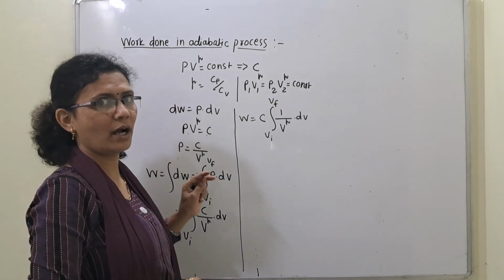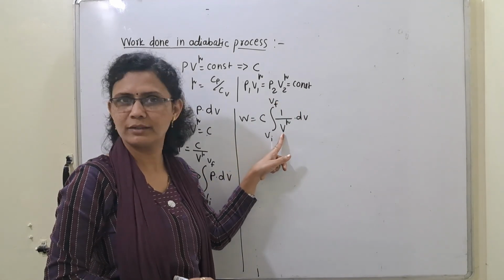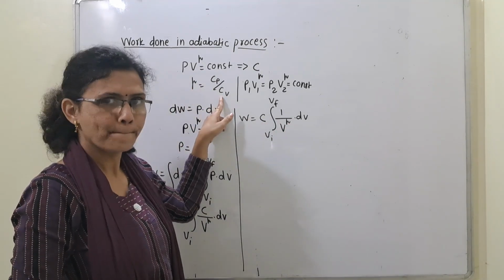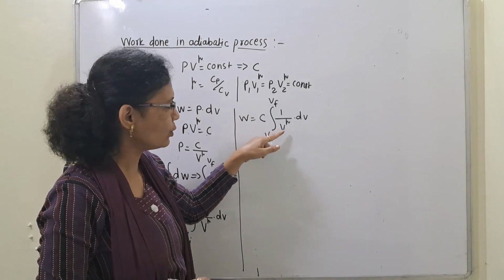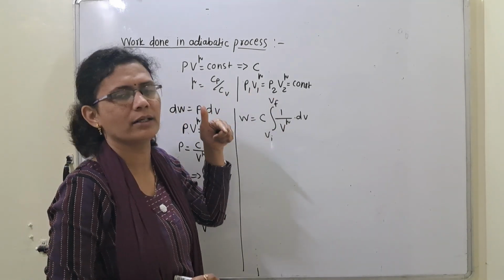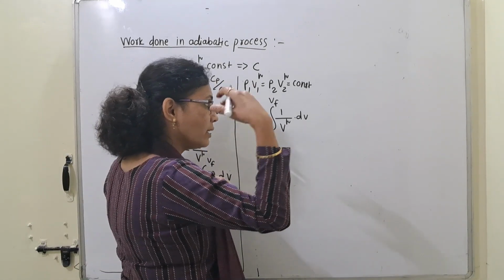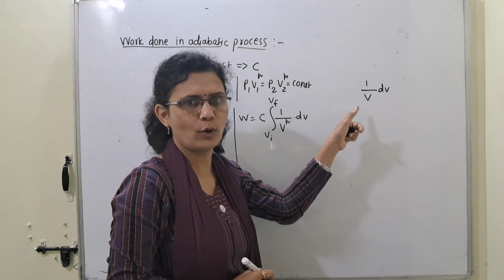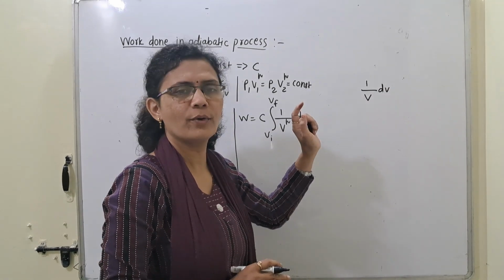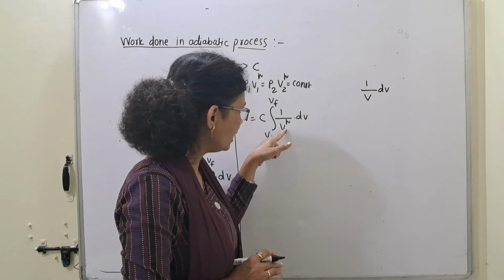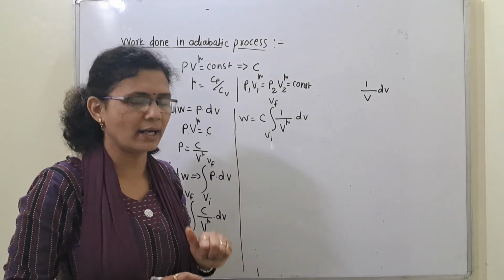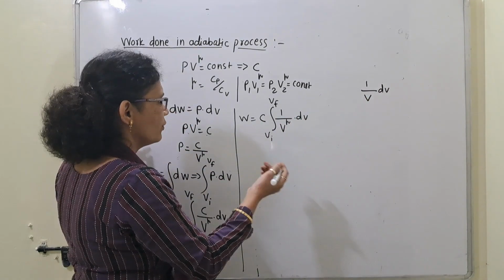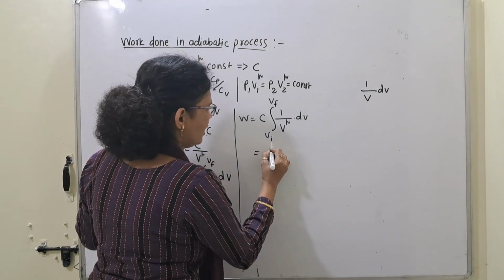So don't write now log of V raised to gamma. No, because gamma is Cp upon Cv here. So here we have to take this V raised to gamma to the numerator. In the isothermal process only 1 upon V dV was there, therefore it is like 1 upon x, and therefore log of V will be there. But here V raised to gamma is there. So we can't take the log of V integration here. So we have to do this integration in another way, like this.